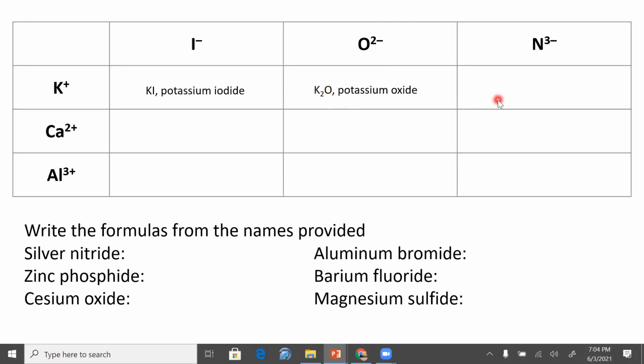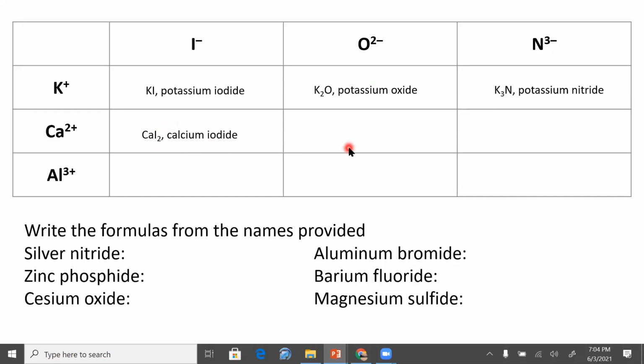Okay, so let's see if we can do the next one. If we've got potassium and nitrogen, what would we have? Yep, K3N, and we would call it potassium nitride. Good. All right, let's try this one here. Calcium and iodine. What would the formula be and what would the compound be called? Agreed. Okay. CaI2, calcium iodide.